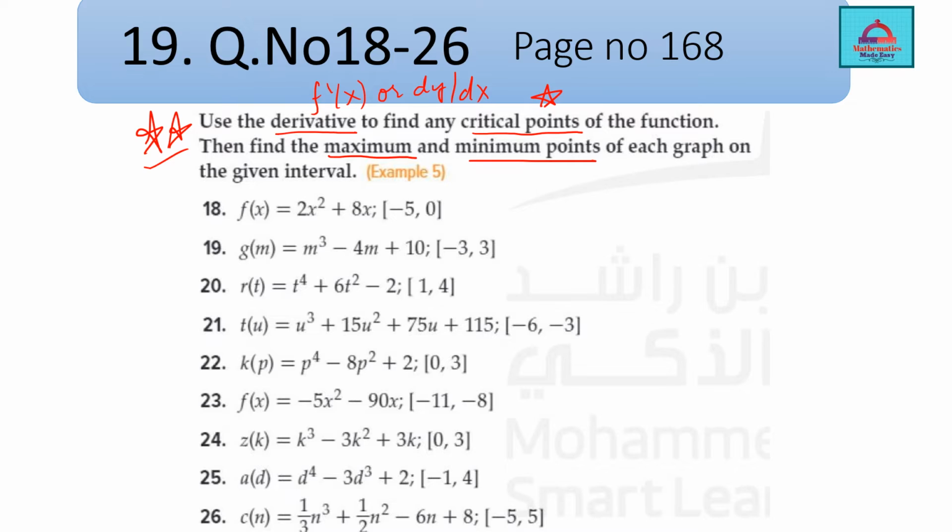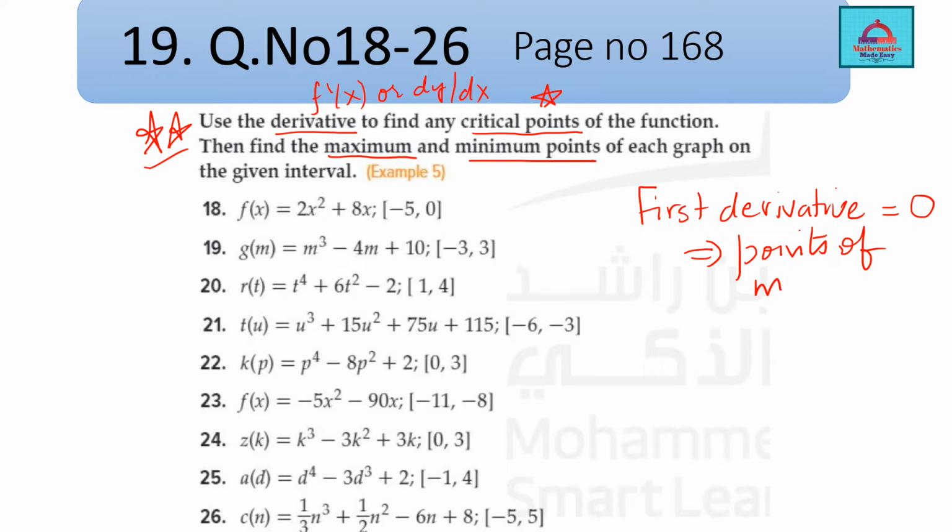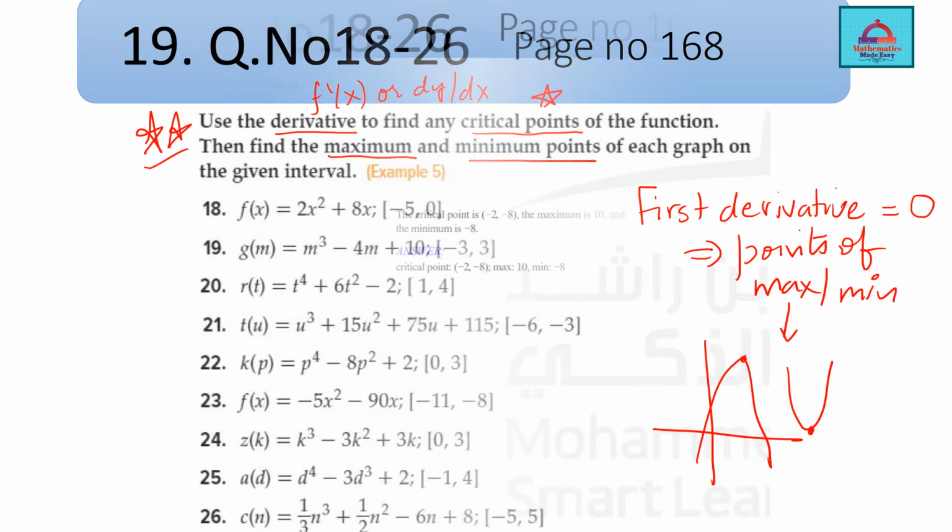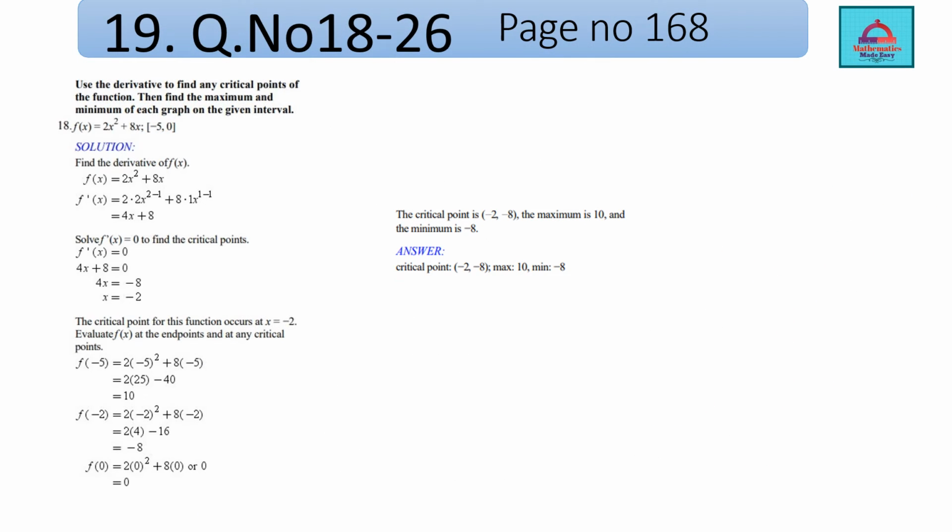Here remember, whenever you see the word critical point, take the first derivative and make it equal to 0. From there you get the points of maxima or minima. Maxima means where the function is taking its maximum value. Minima means where it is taking its minimum value. So we'll now solve questions 18 to 26. Very important. Let's solve question number 18.